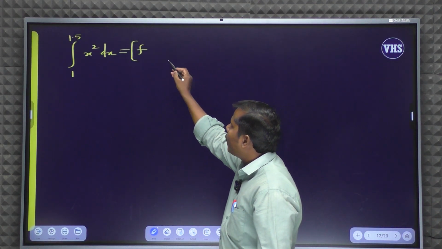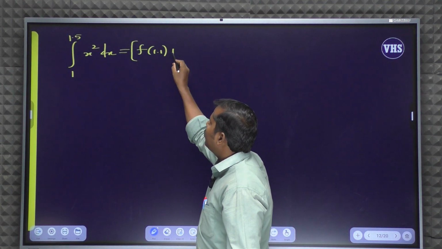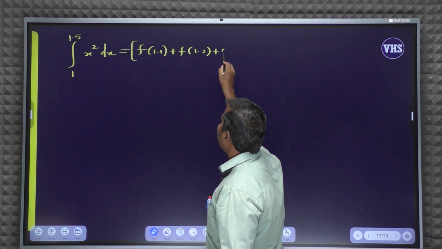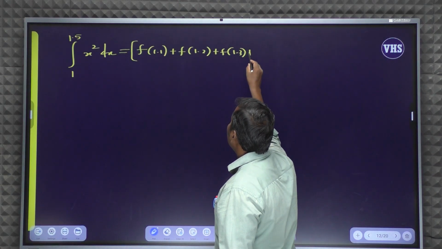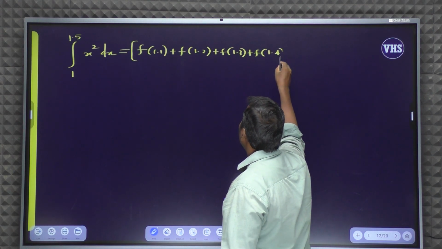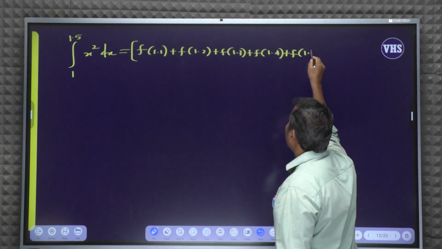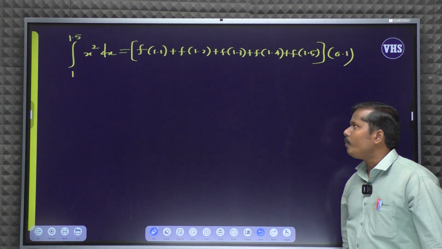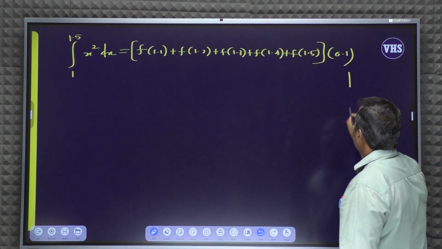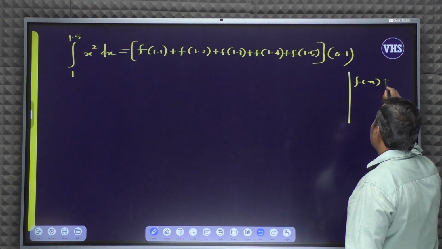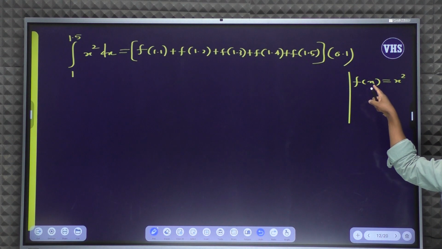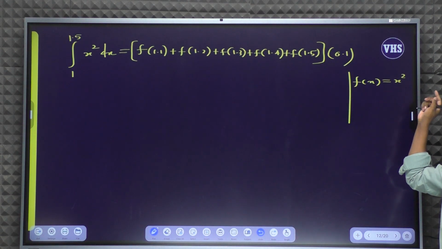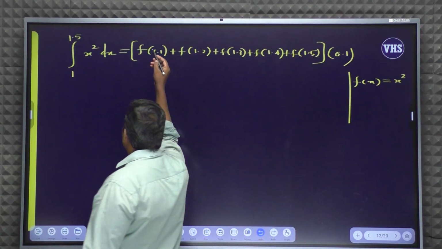So f of 1.1 plus f of 1.2 plus f of 1.3 plus f of 1.4, finally f of 1.5 into what is our delta x? 0.1. And here it is given that f of x is equal to x squared. See, whatever input you give, square will come out. 1 means 1 squared, 2 means 2 squared, 3 means 3 squared. Like that you proceed.